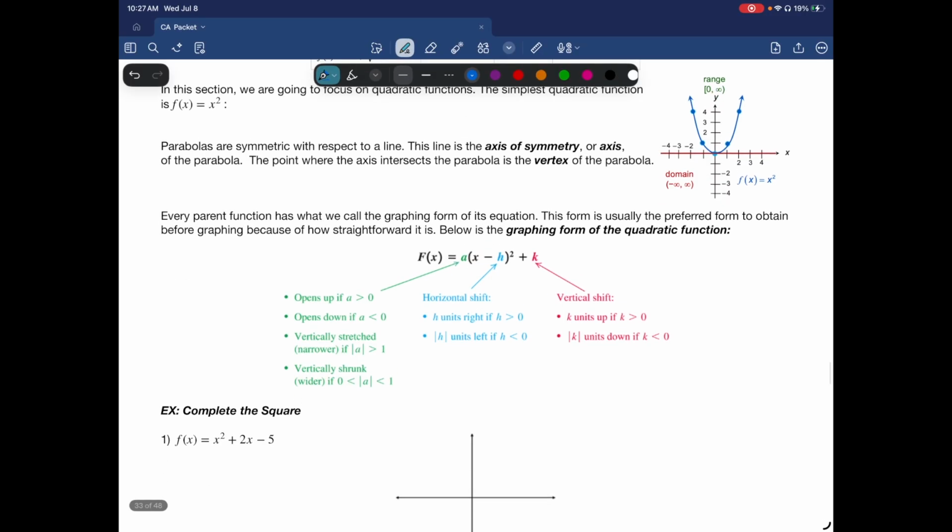Every parent function has what we call the graphing form of the equation. This is usually the preferred form to obtain before graphing because of how straightforward it is. Below is the graphing form of the quadratic equation. So a, h, and k are all parameters that affect the parent function of the graph. If a is greater than 0, it opens up. If it's less than 0, it opens down. If it's bigger than 1, it stretches the graph, and if it's a fraction, it shrinks it. h is a horizontal shift, k is a vertical shift.